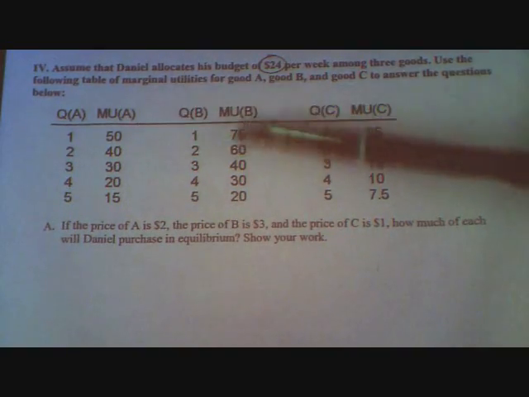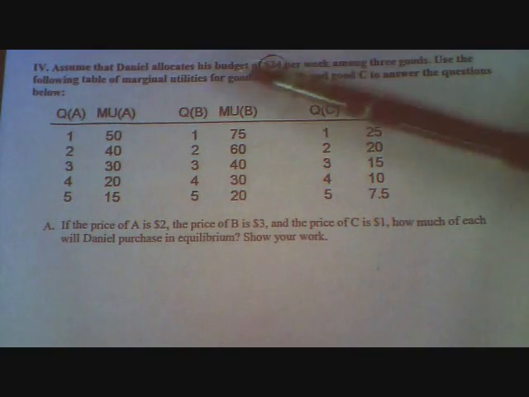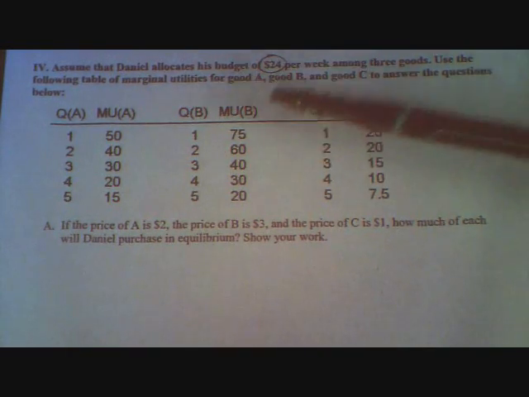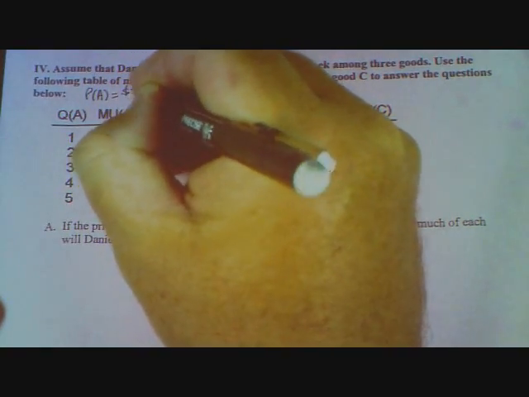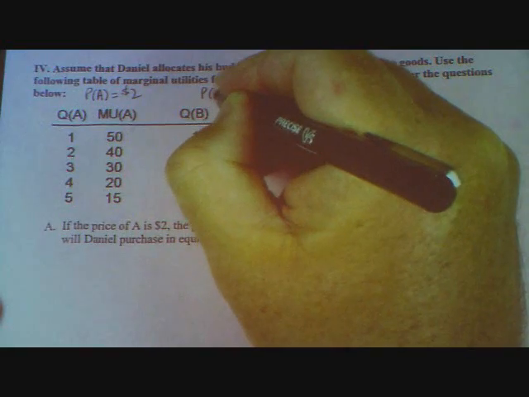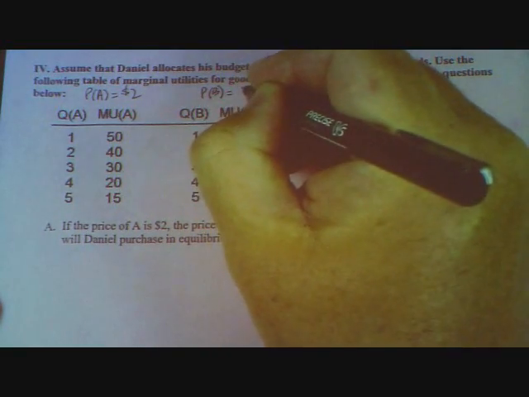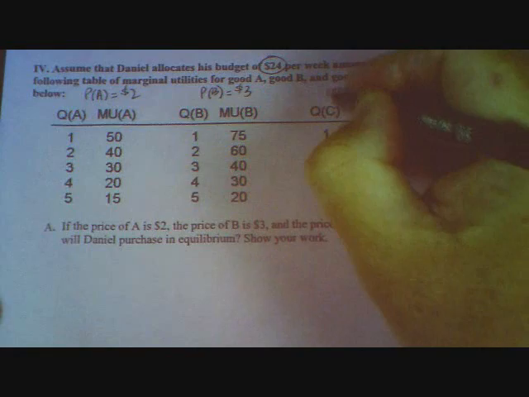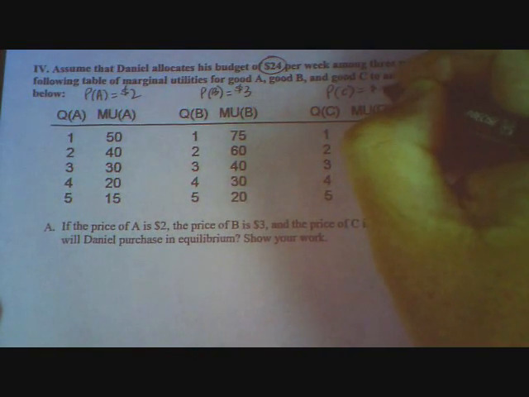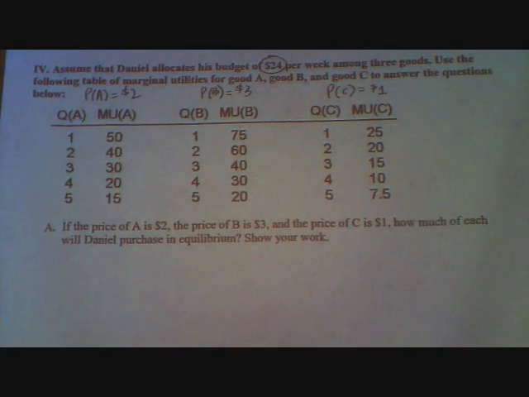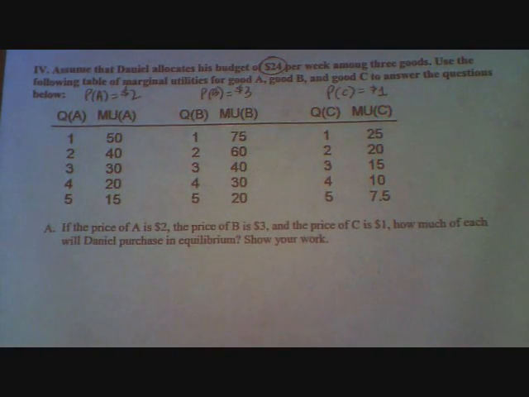MU is the marginal utility of A, B, and C. So this person, Daniel, has $24, and he has to decide how much A, how much B, and how much C to buy. And that's going to depend on the prices. The price of good A is $2. The price of good B is $3. The price of good C is $1. Those are the prices of each good.